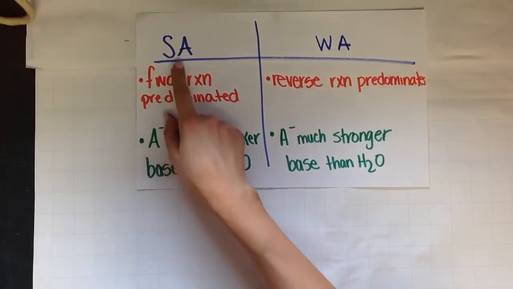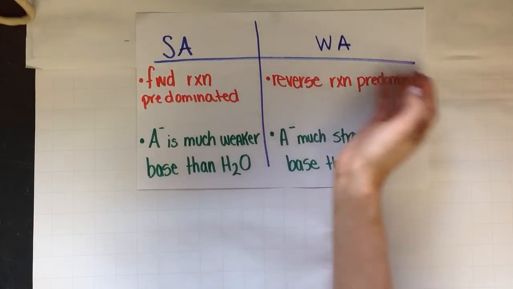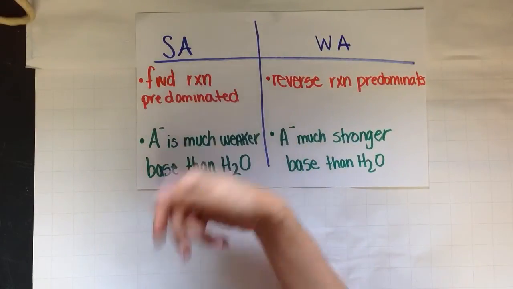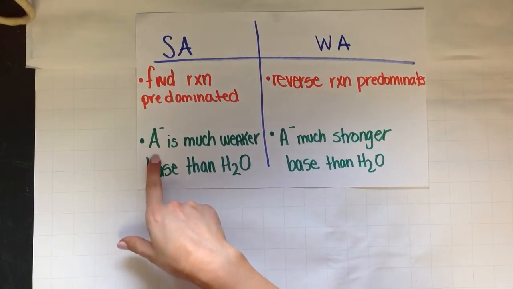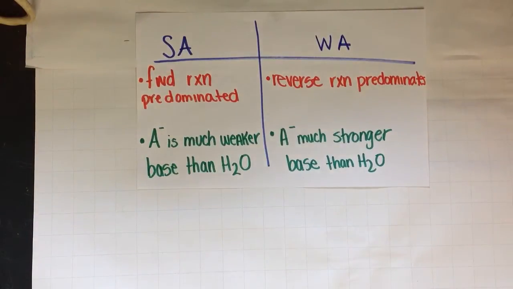In the summary chart, in a strong acid, we learned the forward reaction predominates. In a weak acid, the reverse does. It's better to turn back into what you were. In a strong acid, the A minus is a much weaker base than the water. So let's take a look at what that means in a strong acid.